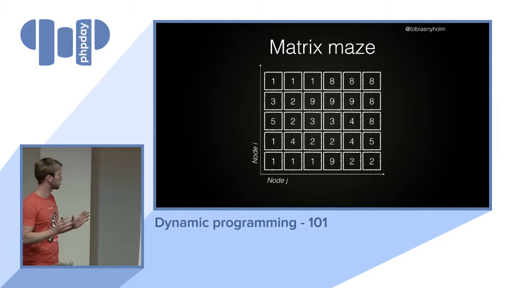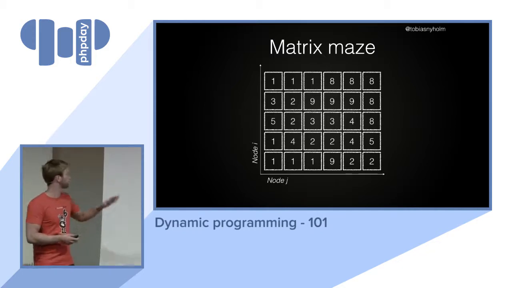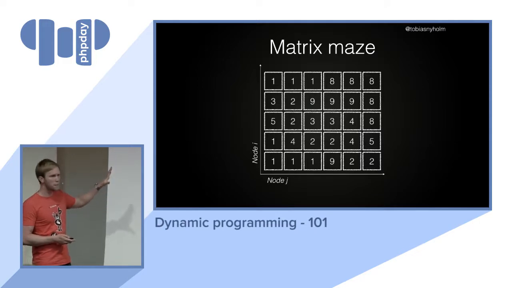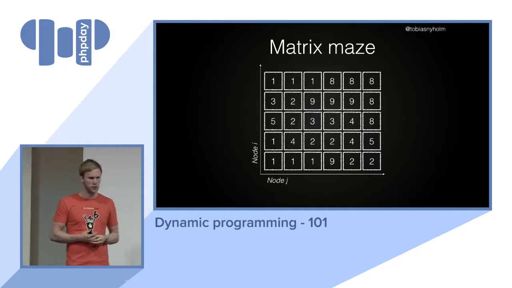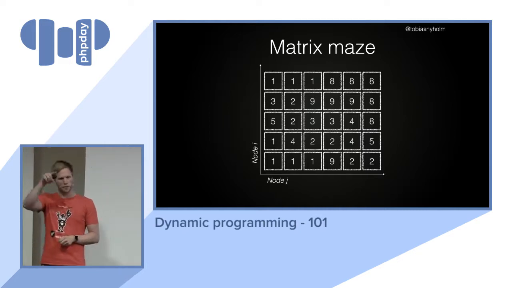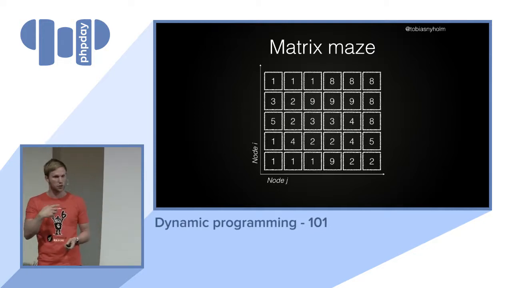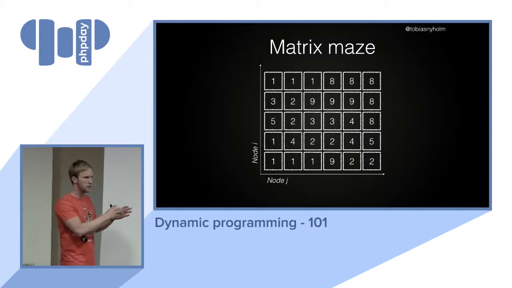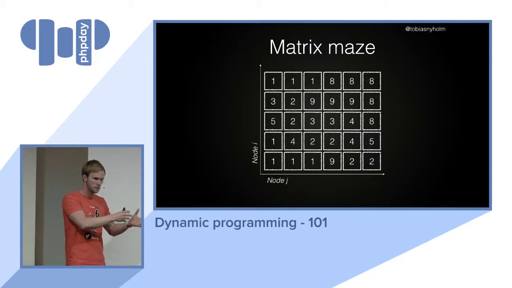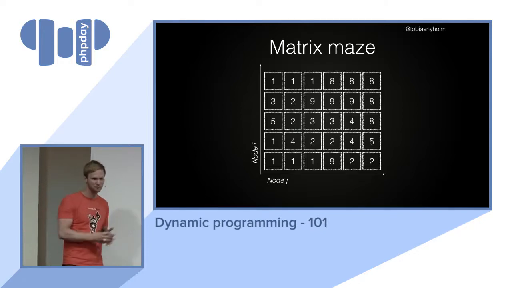I would like you to consider this matrix maze. The number in the square says how expensive it is to get to that square. And you can only travel up, down, left and right. You can't go diagonally. And you can see how this easily can be converted to a graph, right?